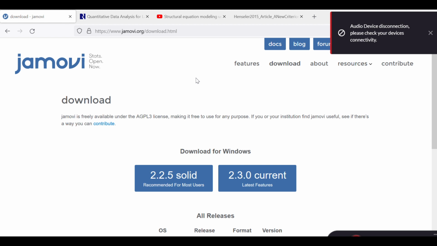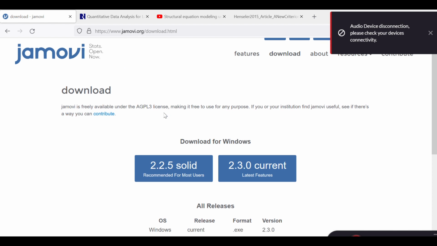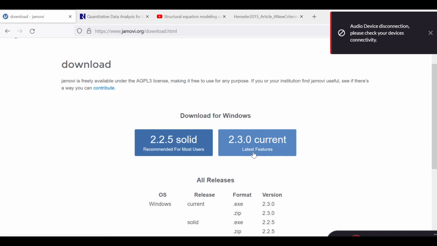In this video, I'm going to show you how to use syntax of Jamovi to run your structural equation modeling analyses. As always, if you have not downloaded Jamovi, please go to this website, jamovi.org, and download either the solid or the current version of the software.